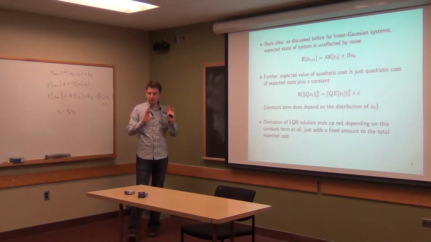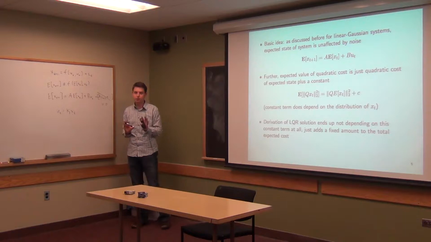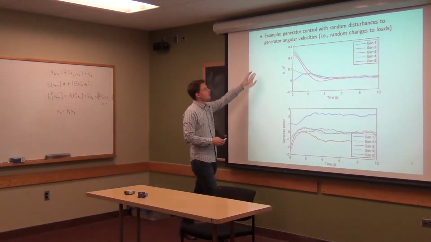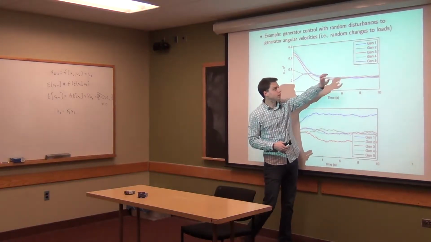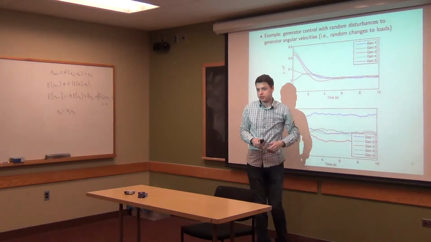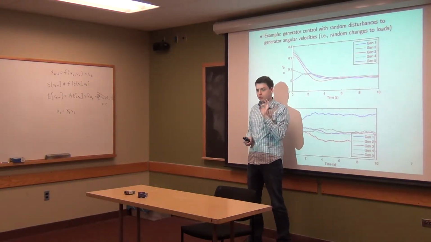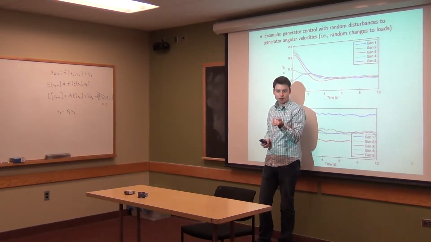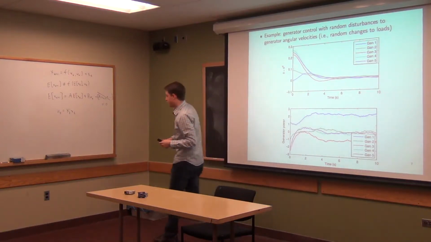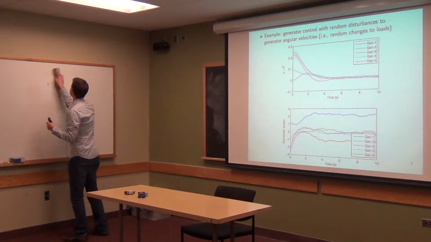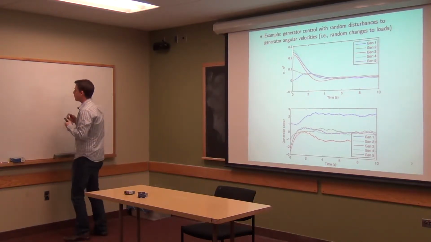So again, this is all very, very high level here. I just want to show what happens when you actually do this now. So let's take this generator example. We'll add noise to the angular velocities of the generators. What this corresponds to is, for example, a little bit of noise in the loads that are turning on and off.